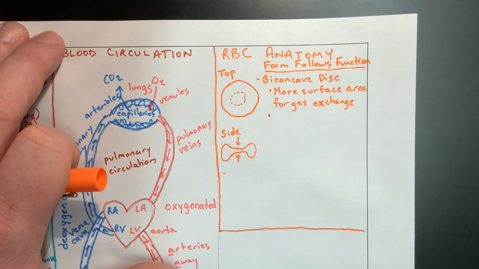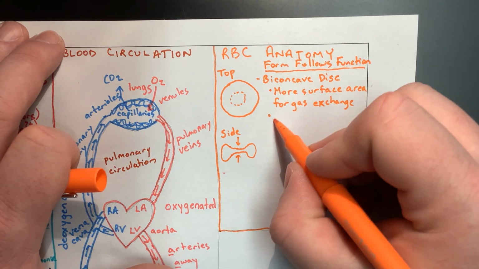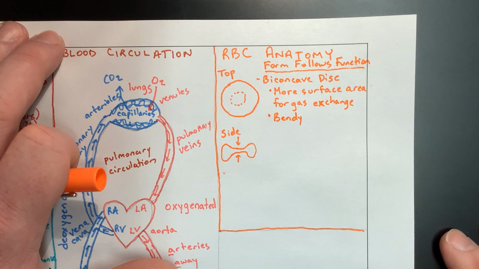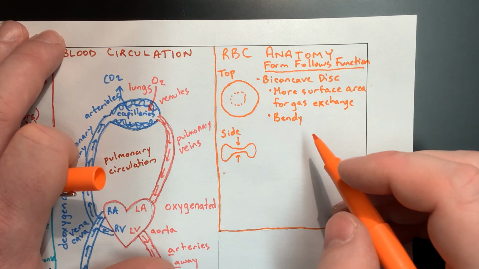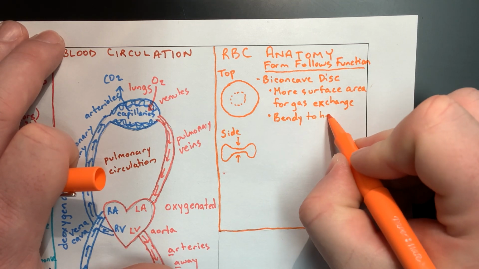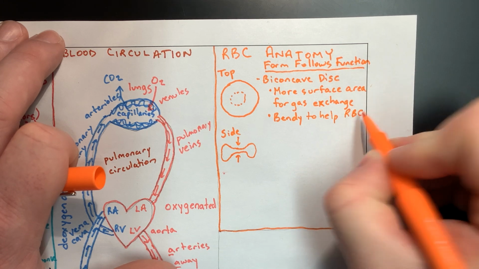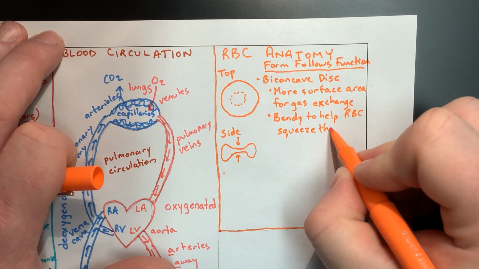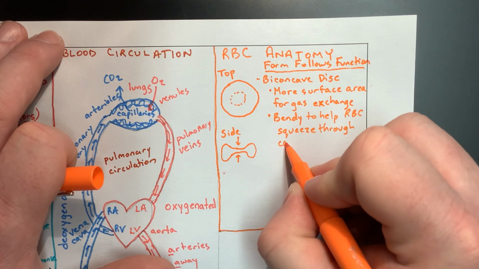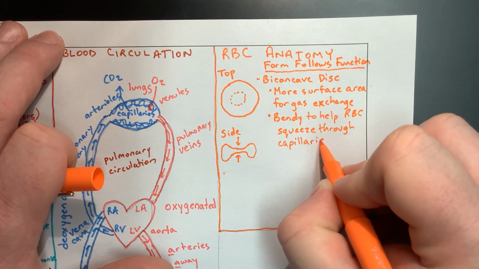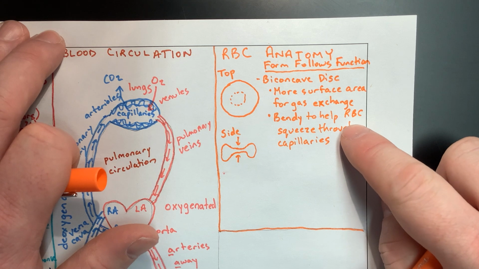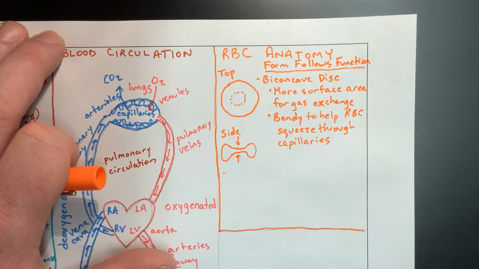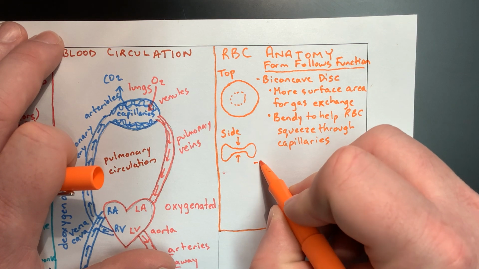Also, this biconcave disc shape allows red blood cells to be more bendy, more flexible. I probably should have put flexible, but I went with bendy instead. So red blood cells are more flexible to help them squeeze through capillaries. Remember, capillaries are the smallest type of blood vessels, where red blood cells can barely fit through single file in some cases.